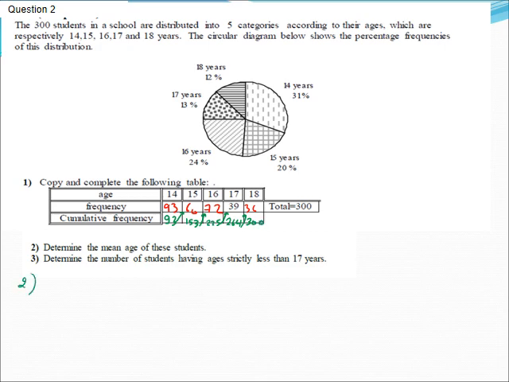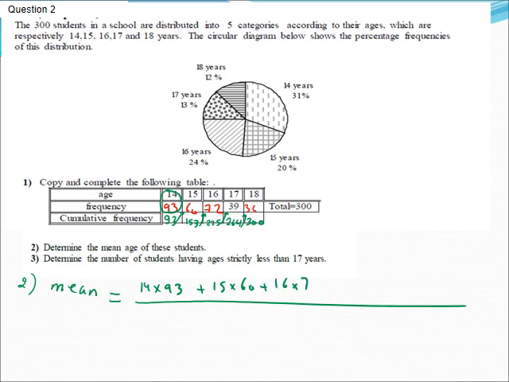Number 2. Determine the mean of these students. Mean equals 14 times 93 plus 15 times 60, 16 times 72, 17 times 39, 18 times 36, all over the total, which is 300. So the answer is over 300, which is equal to 15.55.